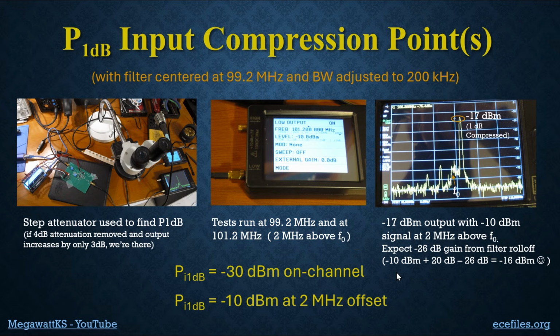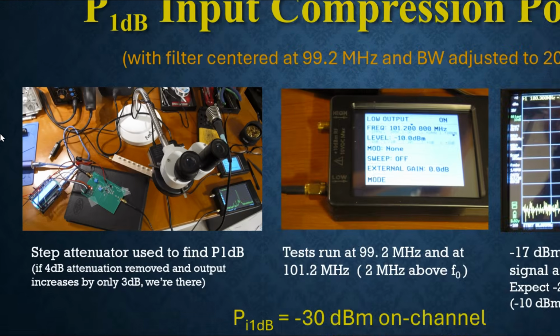What's arguably more important, based on everything we've been saying, is the compression point and the intermods. Remember, compression point and intermods are linked. If you find the compression point, the third order intercept is generally about 10 dB higher. 5 to 15, 10 is a good average. So this directly impacts the intermodulation performance, and we want a good 1 dB input compression point. So how do we find that? Well, let's take a look at the pictures.